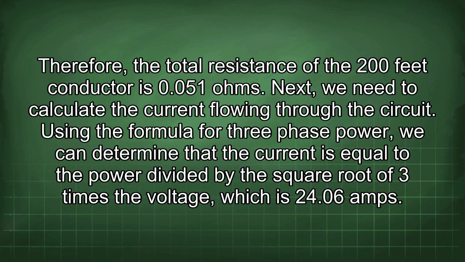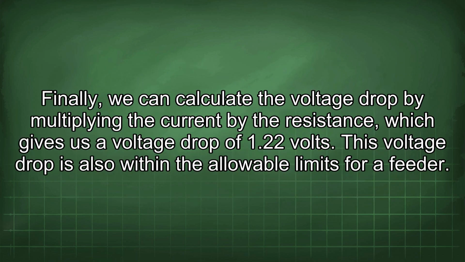Next, we need to calculate the current flowing through the circuit. Using the formula for three-phase power, we can determine that the current is equal to the power divided by the square root of 3 times the voltage, which is 24.6 amps. Finally, we can calculate the voltage drop by multiplying the current by the resistance, which gives us a voltage drop of 1.22 volts. This voltage drop is also within the allowable limits for a feeder.